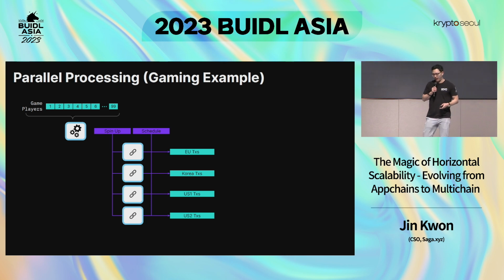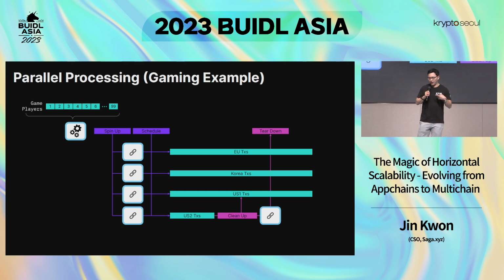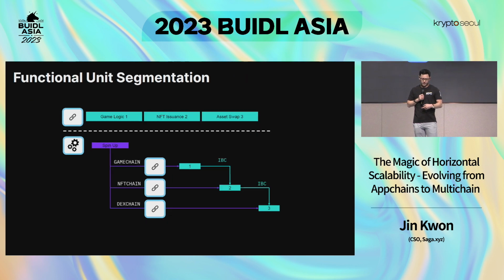And maybe one day you'll notice that the US players are no longer very interested in your game anymore. Then you can compact that US chain. You can move all the people from the US 2 chain back into the US 1 chain and then tear down that infrastructure so you don't have to pay for it anymore. So this ability to spin up and tear down these kinds of infrastructure on demand is something that you can use, and it's a very powerful way to do so.